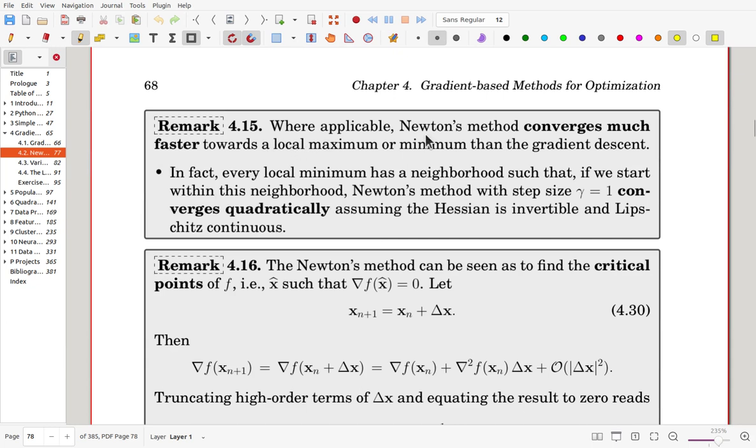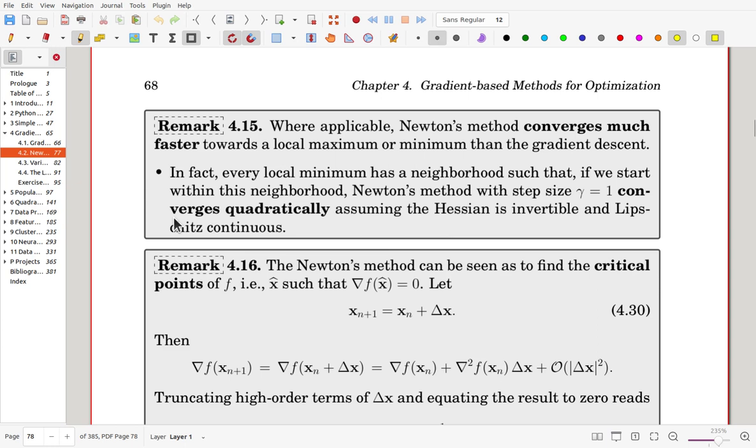Where applicable, Newton's method converges much faster than the gradient descent method. As a matter of fact, every local minimum has a neighborhood such that if we start in this neighborhood, which means that x0 is chosen from the neighborhood, then Newton's method with step size gamma equal to 1 converges quadratically, assuming the Hessian is invertible and continuous.